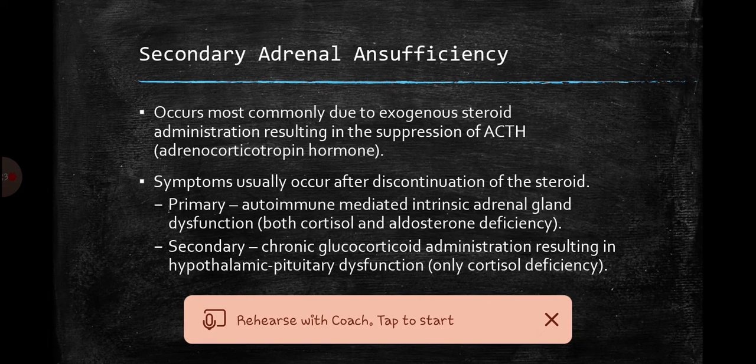Primary: autoimmune-mediated intrinsic adrenal gland dysfunction, with both cortisol and aldosterone deficiency. Secondary: chronic glucocorticoid administration resulting in hypothalamic-pituitary dysfunction, with only cortisol deficiency.